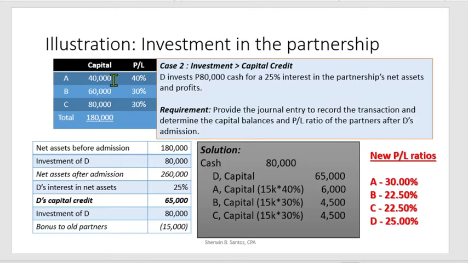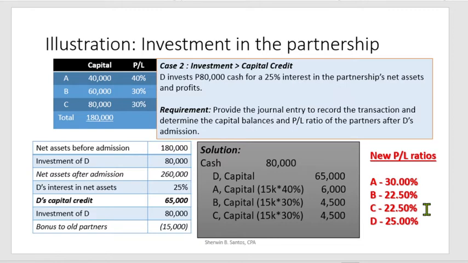Okay, next. The new profit and loss ratio of the partner after this admission. So, how will you compute for your new profit and loss ratios? Okay, kung mapapansin mo, ang sabi diyan, nag-invest si D, nakuha niya yung 25%. So, therefore, sa new profit and loss, automatic si D ay 25% na. Hence, yung 75% ay paghahatian na lang ni A, B, and C. So, paano nila paghahatian yung 75%? Based on the old profit and loss ratio.